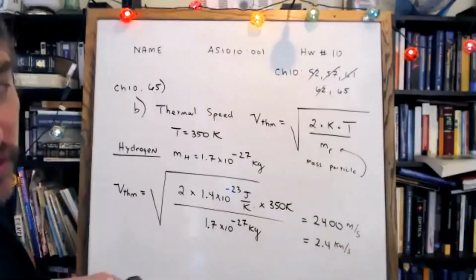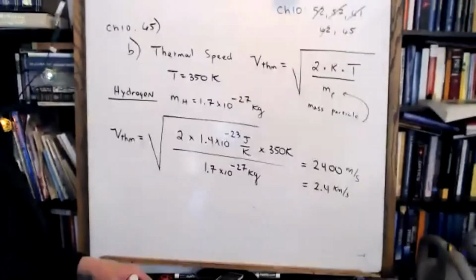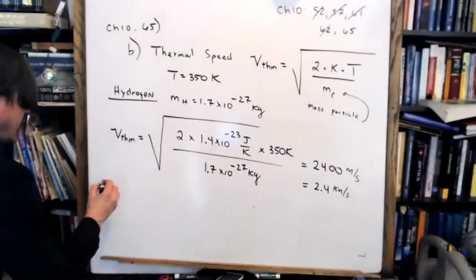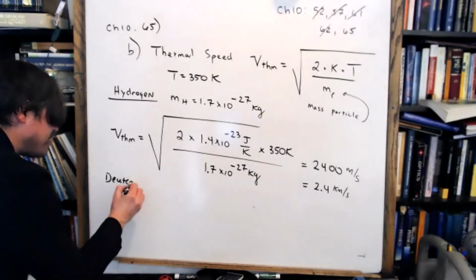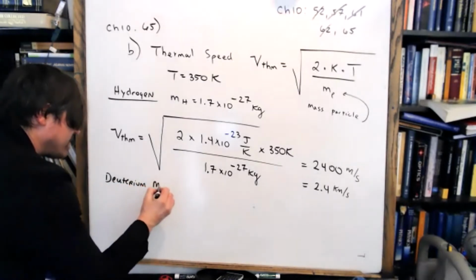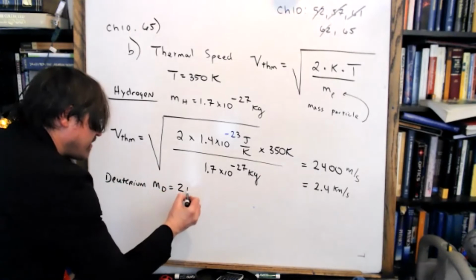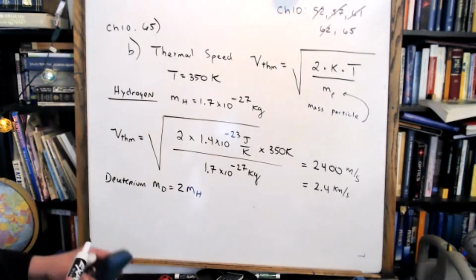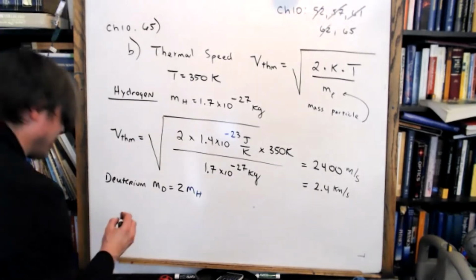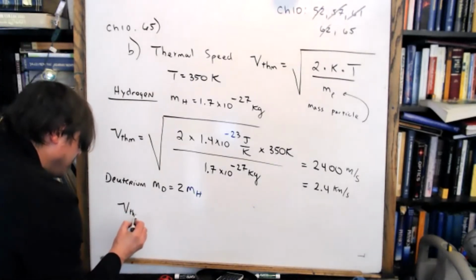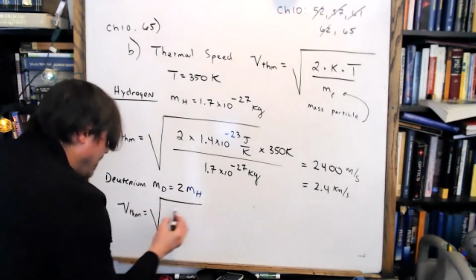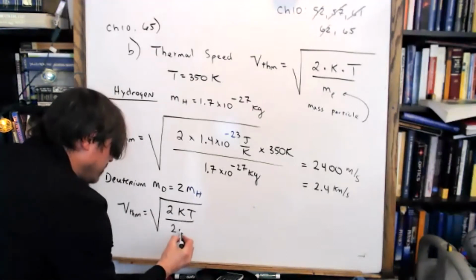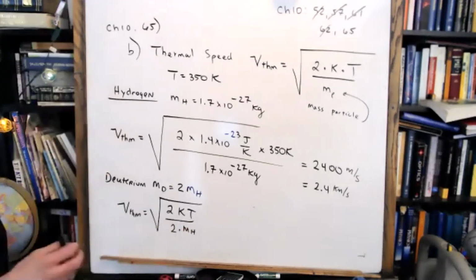Now, let me show you a shortcut for deuterium because I'm feeling kind of lazy today. Maybe you guys are feeling kind of lazy too, huh? Okay, I know that deuterium has a mass that's 2 times the mass of hydrogen, correct? So watch this slick maneuver. The thermal speed will then be the square root of 2kT over 2 times the mass of hydrogen, correct?